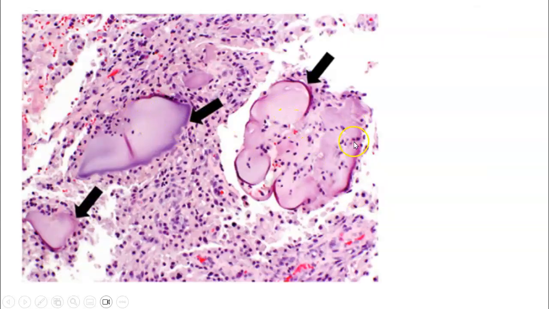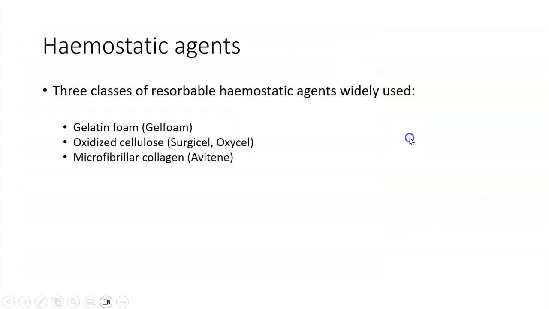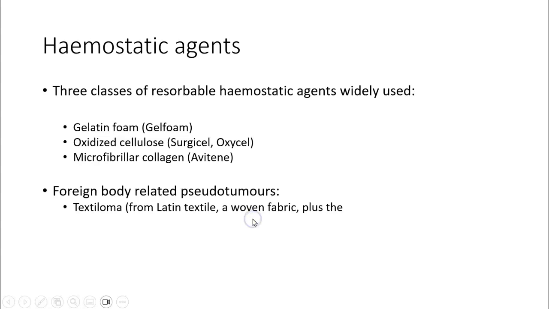This hyaline pinkish material that is acellular is another hemostatic agent, floccyl. So there are several classes of resorbable hemostatic agents. There's gelatin-based materials such as gel foam, cellulose like Surgicel or Oxycel, and there's also microfibrillar collagen, and these are the proprietary names, Evitine.